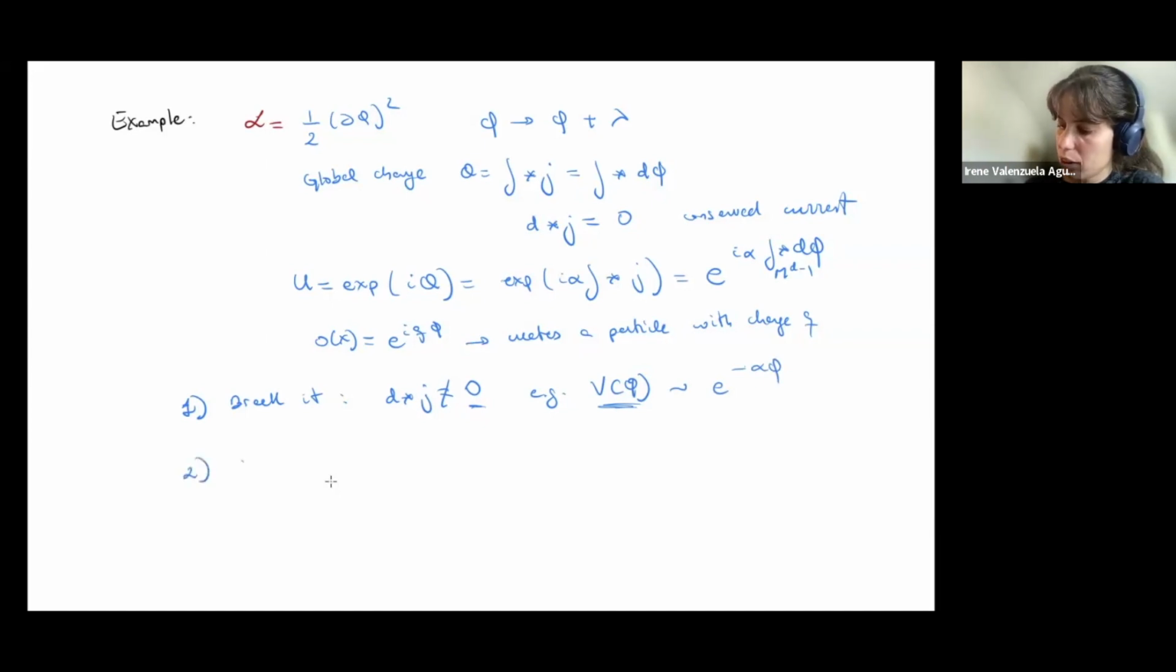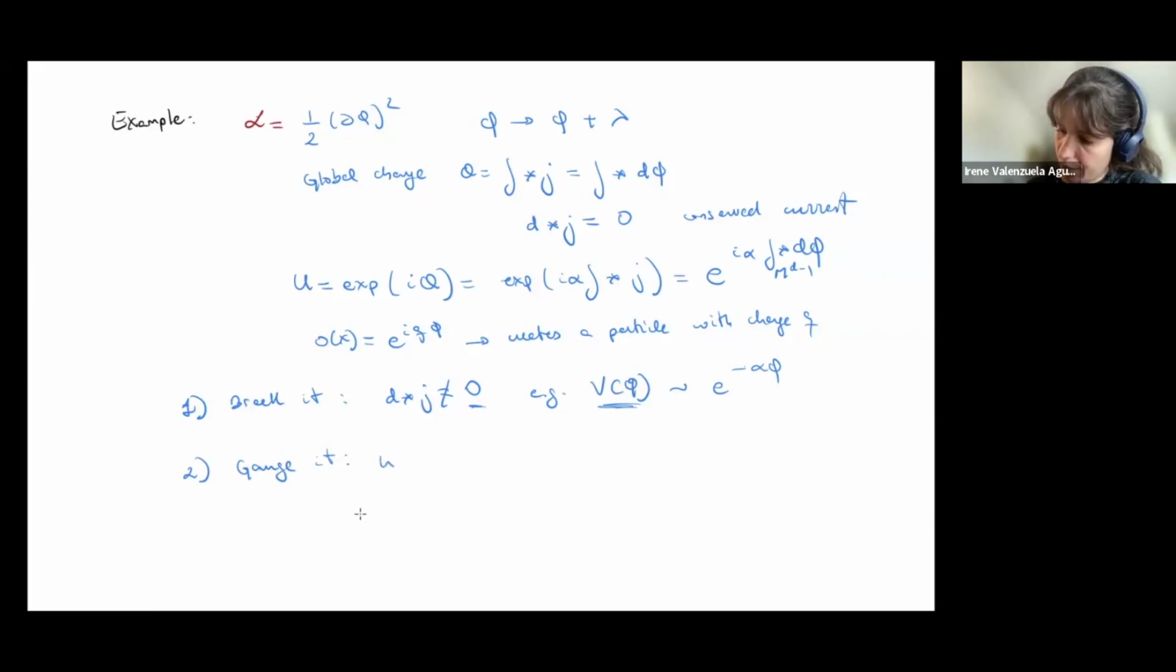The other option is to gauge it, which means that I need to introduce some new degrees of freedom to gauge the symmetry. That's what you learn typically in QFT, right? You add now some gauge field.